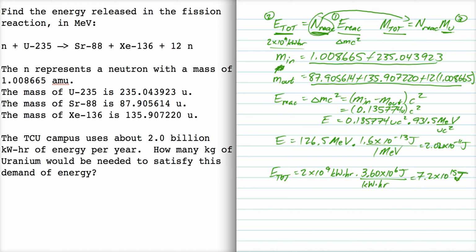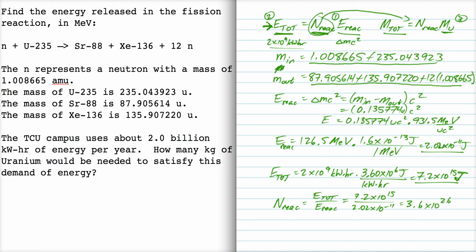Joules. Okay. Now we're going to come back and we're going to use this equation up here on the top. We're going to find n, the number of reactions, is equal to the total energy divided by the energy of one reaction. Right? Where the total energy is here, the energy per reaction is here. So 7.2 times 10 to the 15th divided by 2.02 times 10 to the minus 11. That's 3.6 times 10 to the 26th reactions.